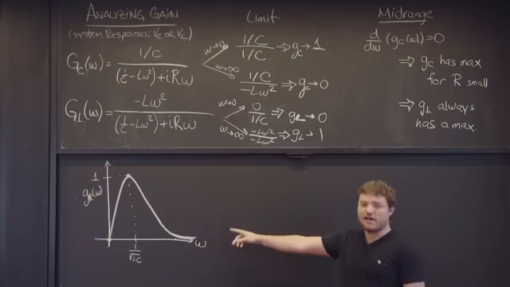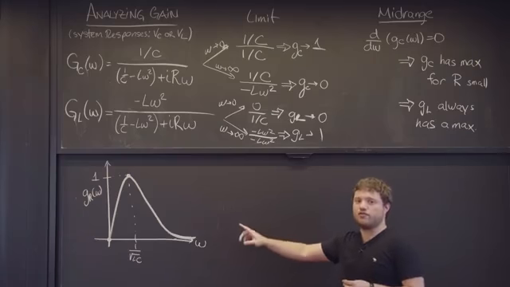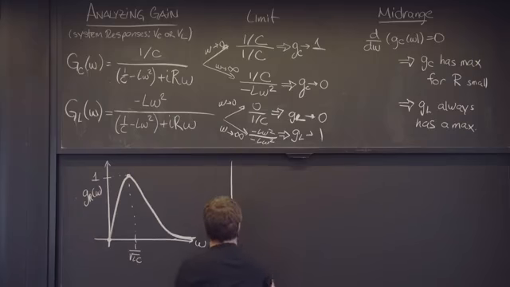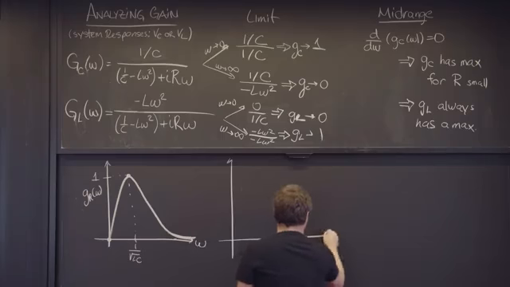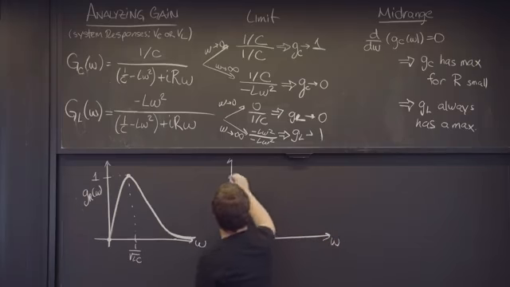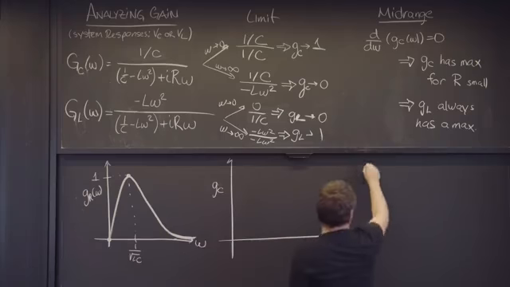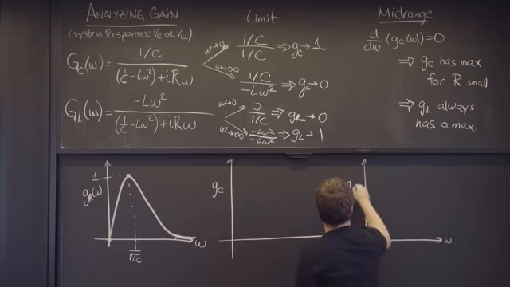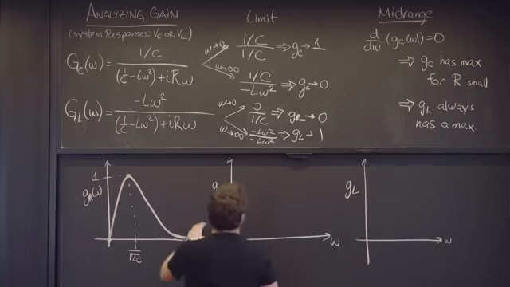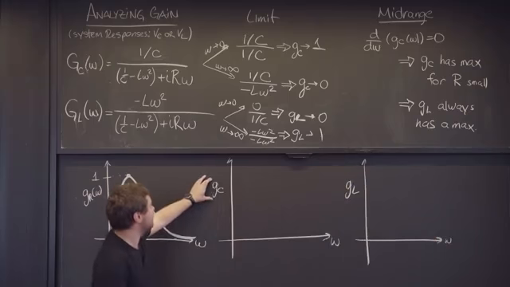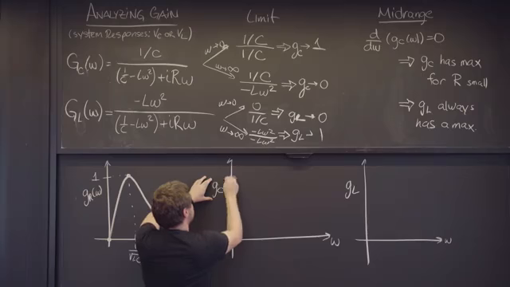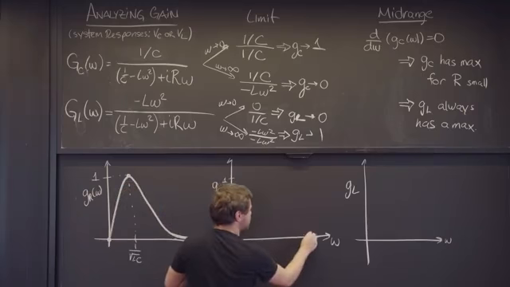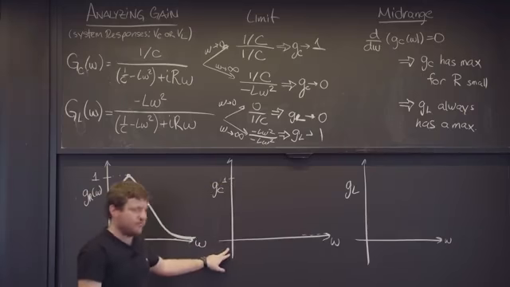Just for reference, I have the plot for the gain for the voltage drop across the resistor, which we found previously. So let's draw the other two gains now. So this is, again, omega, and this is G of C. And this is omega, and this is GL. So the gain for the capacitor, it goes to 1 when omega is equal to 0, and it goes to 0 as omega goes to infinity.